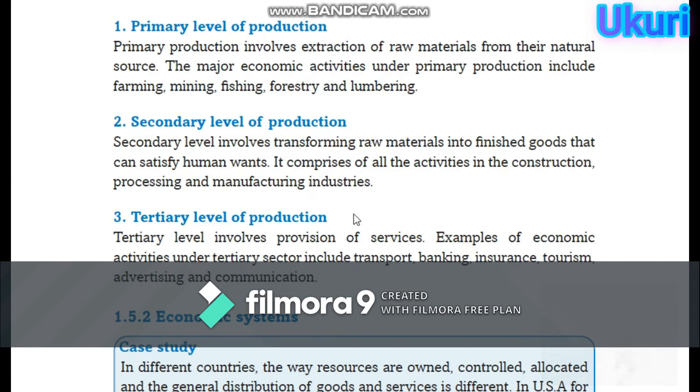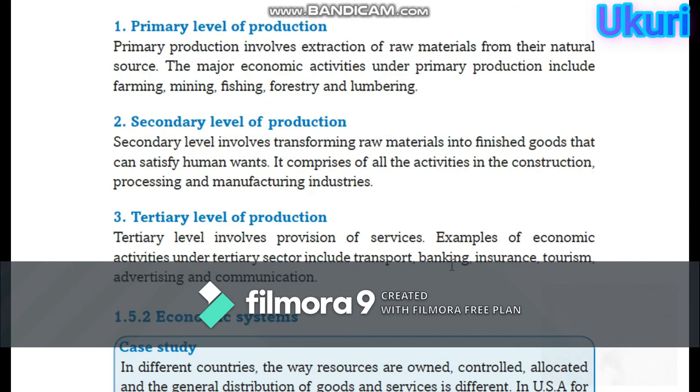Yeah, that's what we call secondary level production, the process of converting or transforming raw materials into finished goods so that they can satisfy human wants. So number three, the tertiary level of production. The tertiary level involves provision of services.